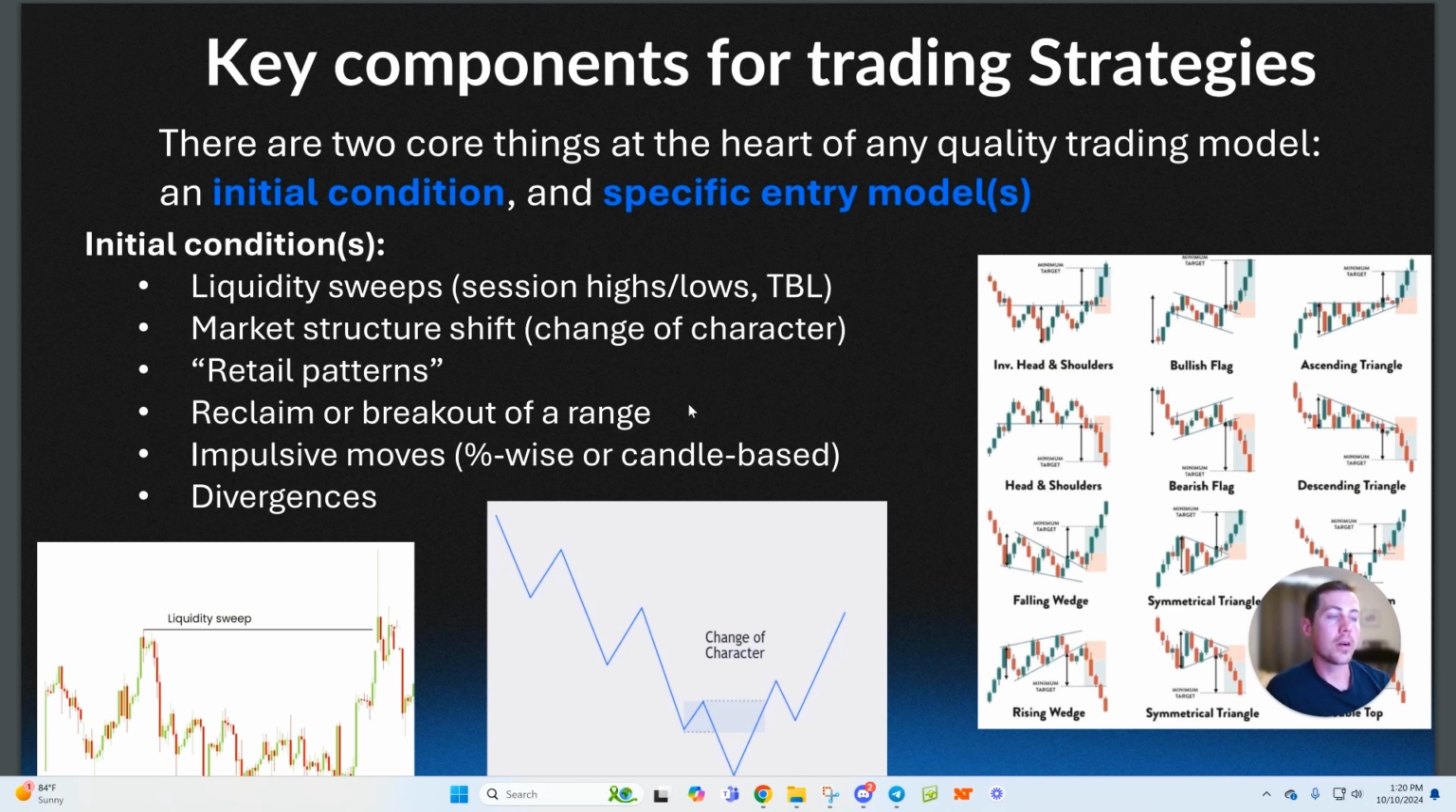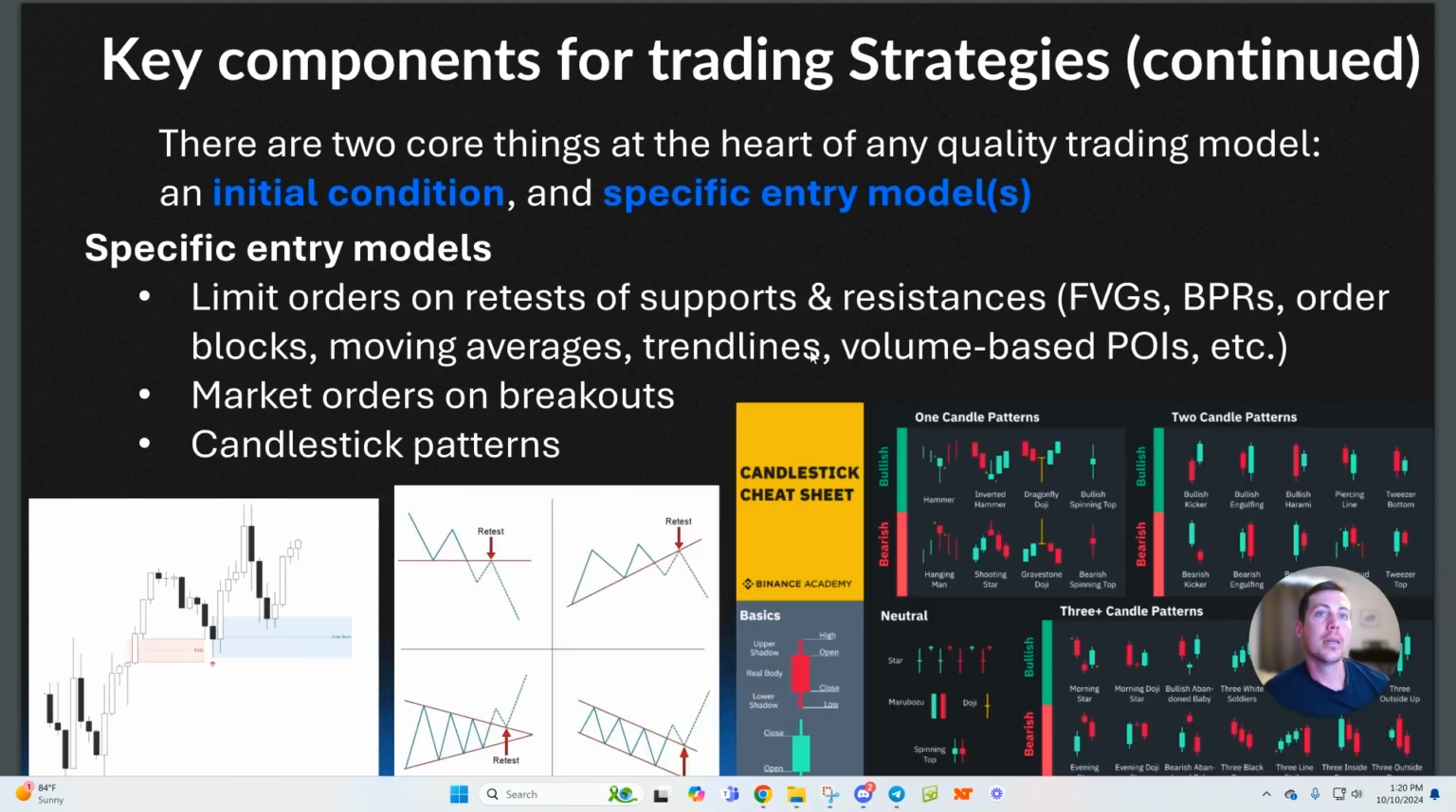So the whole premise is the initial condition shows you that until this happens, I'm not really even looking for a trade. So you need the initial condition to be present before you look for your entry models.